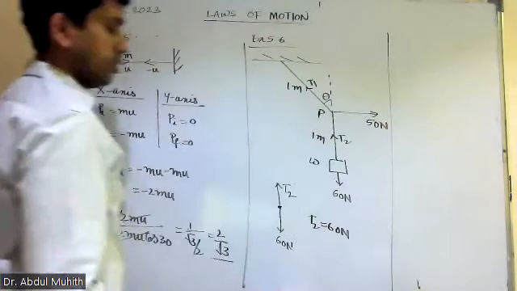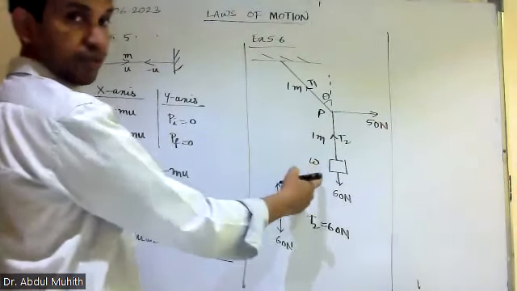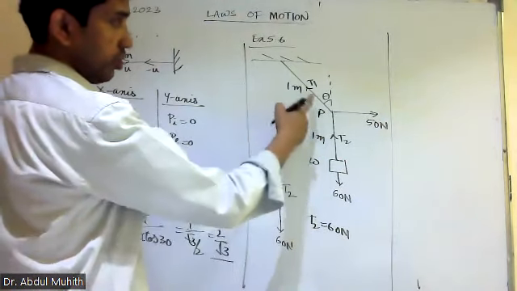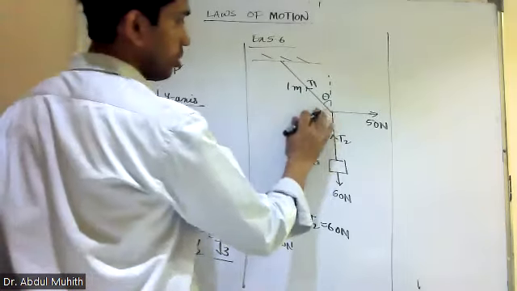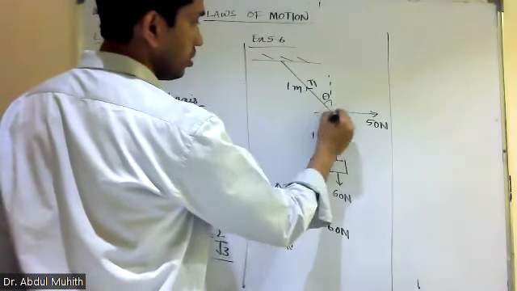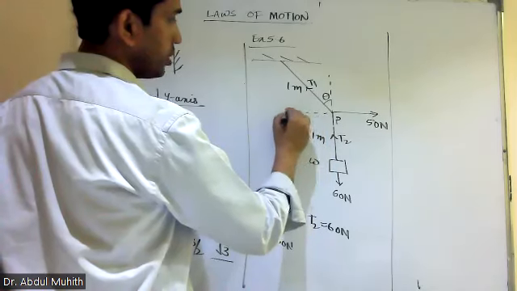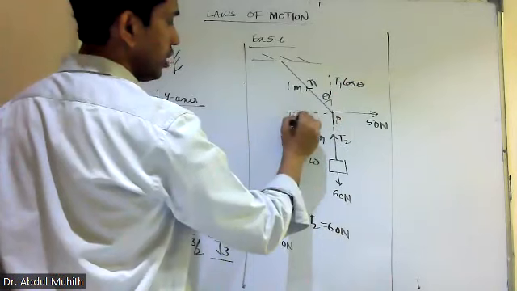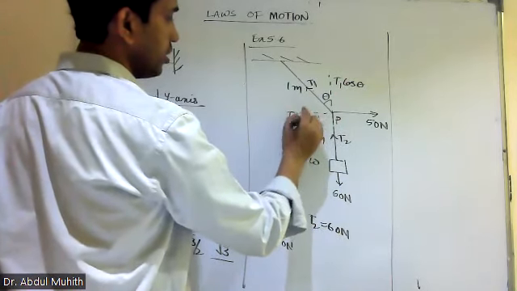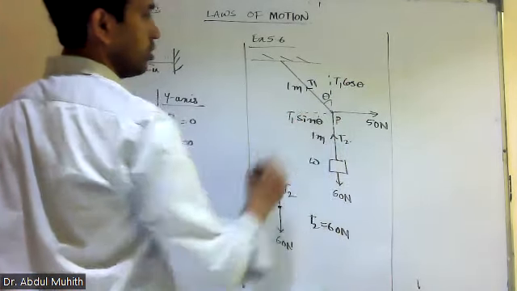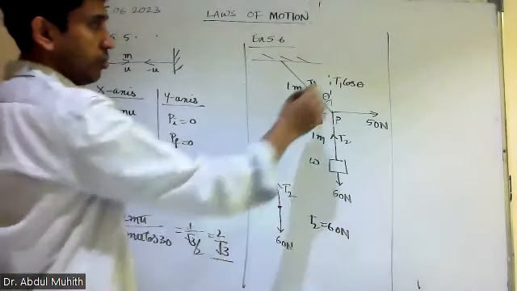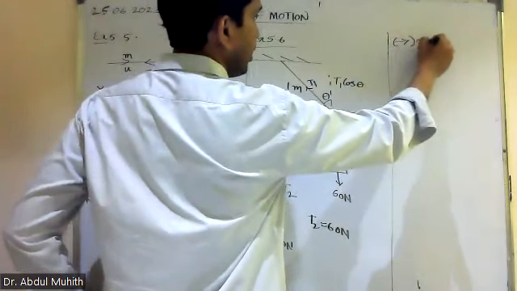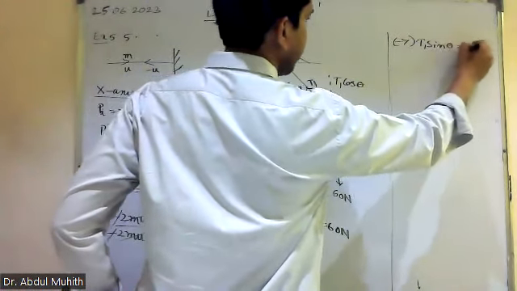Is it clear? First we did the first part. This is the free body diagram for the first part. Now we will resolve this into components. For this force, there are two components: T1 cos theta and T1 sin theta. Now we will equate horizontal and vertical forces. For the horizontal forces, T1 sin theta equal to 50 newtons.